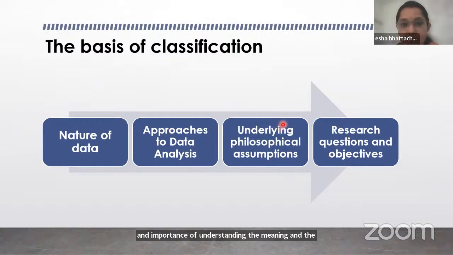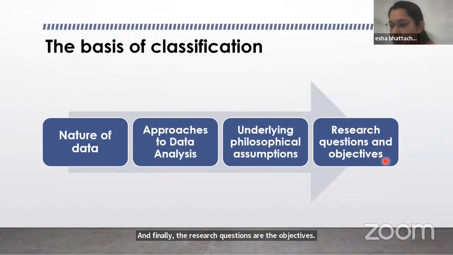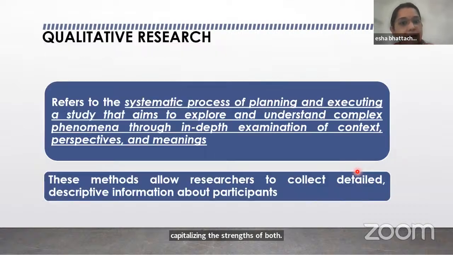Whereas in quantitative research, it is mainly based on positivist paradigm, which talks about objectivity, which talks about measurement and search for universal laws or patterns. And finally, the research questions or the objectives. For example, in qualitative research, we look at more complex phenomena. We understand social processes. We generate theories. In quantitative research, we test hypotheses. We establish causal relationships. And in mixed, we emphasize on capitalizing the strengths of both. So depending on the research questions and objectives, we classify them.